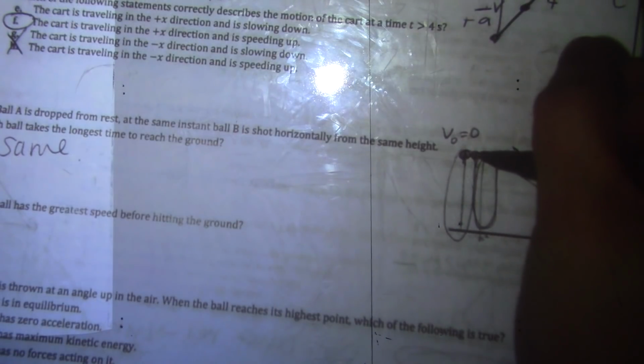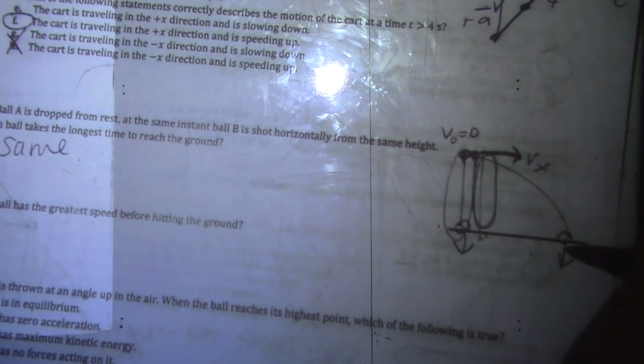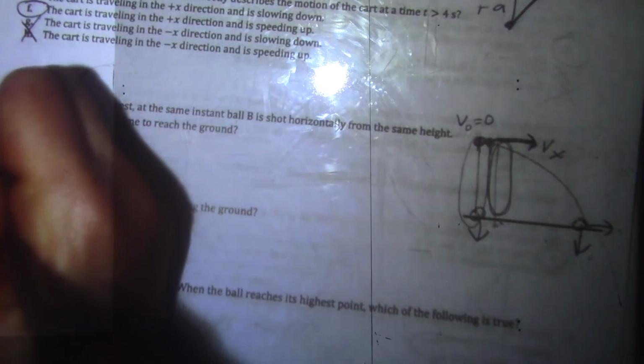This one has an initial speed of 0, this one has 0 y velocity, but it does have x, so when these hit the ground, they hit with the same y velocity because they've accelerated the same amount for the same amount of time, but this one also has an x velocity. So definitely ball B would be the greater one because it also has a Vx, right? Same Vy with more x velocity.